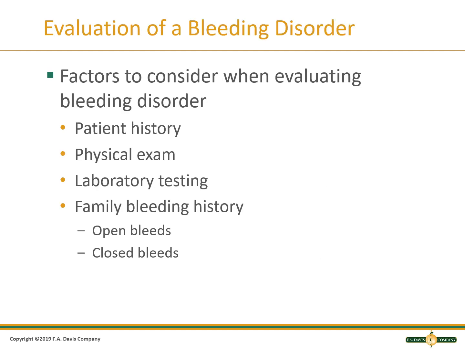When a physician is looking into a possible bleeding disorder, there are several things they look at. They're going to look at patient history, they're going to do a physical exam, laboratory testing, which is what our job will be of running those tests, looking at any type of family bleeding history, whether it's open bleeds or closed bleeds. All of those things are going to come into consideration when the physician is trying to evaluate if the patient in fact does have a bleeding disorder.